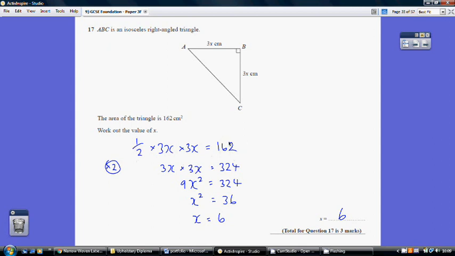Now I've started off by just really undoing the half by multiplying both sides by 2. So 3x times 3x is 324. Now 3x times 3x is 9x squared. So 9x squared equals 324. Divide both sides by 9, gives us x squared equaling 36. Then taking the square root, we get x being 6.